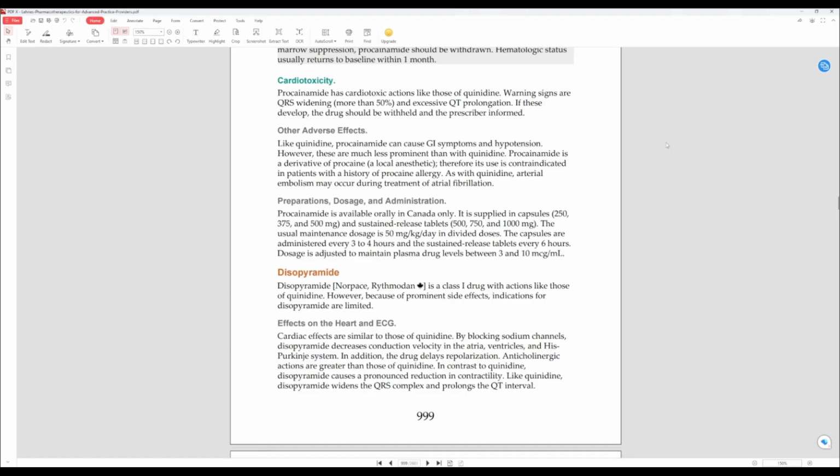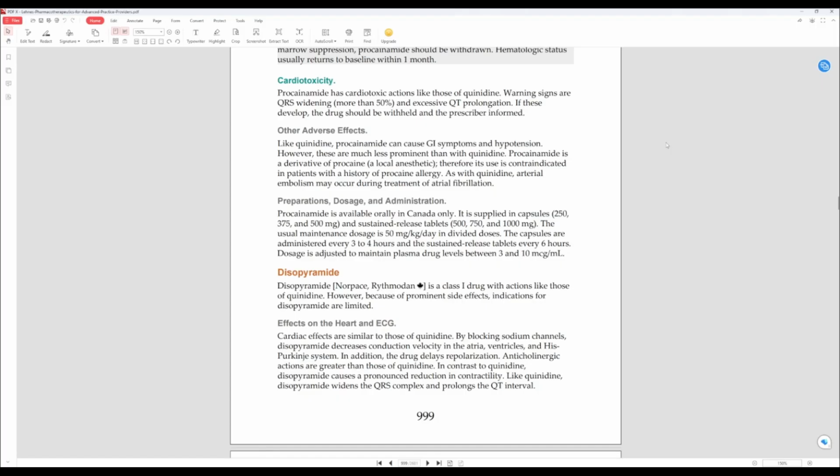Preparation, dosage, and administration. Procainamide is available orally in Canada only. There are several different capsules with different doses. I'm going to have you stop and hit pause, and you can read over these yourself, only because there are too many different ones that we'll be going through today.